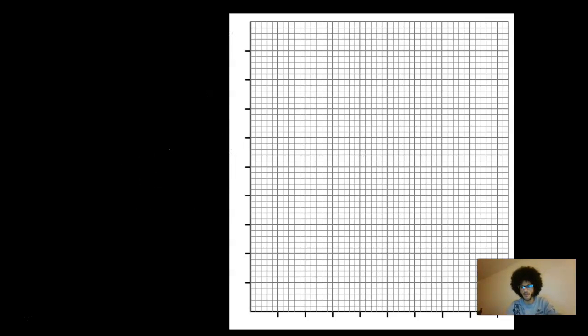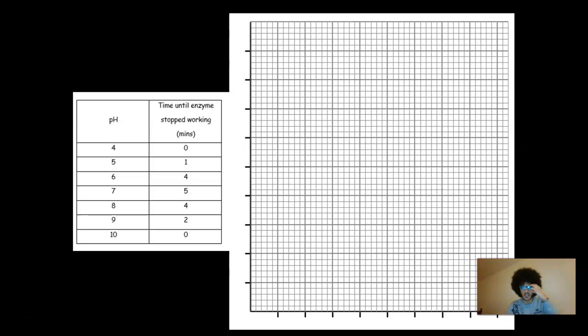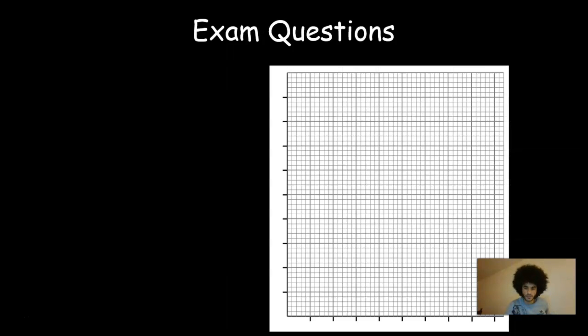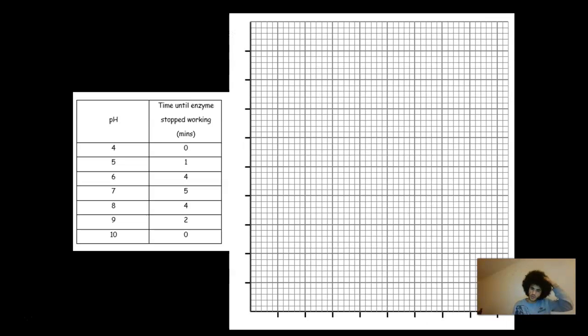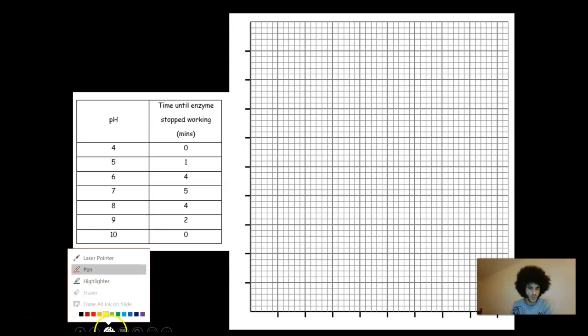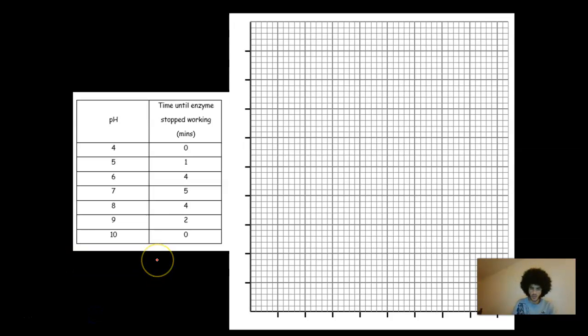So first off, what you'll typically get if it's an exam style question is something like this, where you'll have to basically make some inferences, not predictions, but certainly conclusions based on data which you might obtain from an experiment. And it'll be something like this. So from this, what you can see is that you've got the pH, and then what I've got here is a time until the enzyme stopped working in minutes. And then when you're plotting this data, you may be asked to put this on axes.